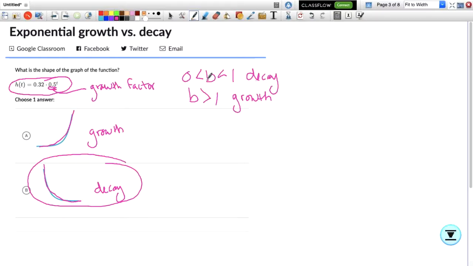To get the decay, you end up with a decimal between 0 and 1, and to get the growth, you get a number larger than 1. So you have 2 choices. You can pause the video, work on this right now, and then come back, or we can just continue with the video, and then you can go to Khan Academy afterwards, okay? This is one of your 2 homework sections.